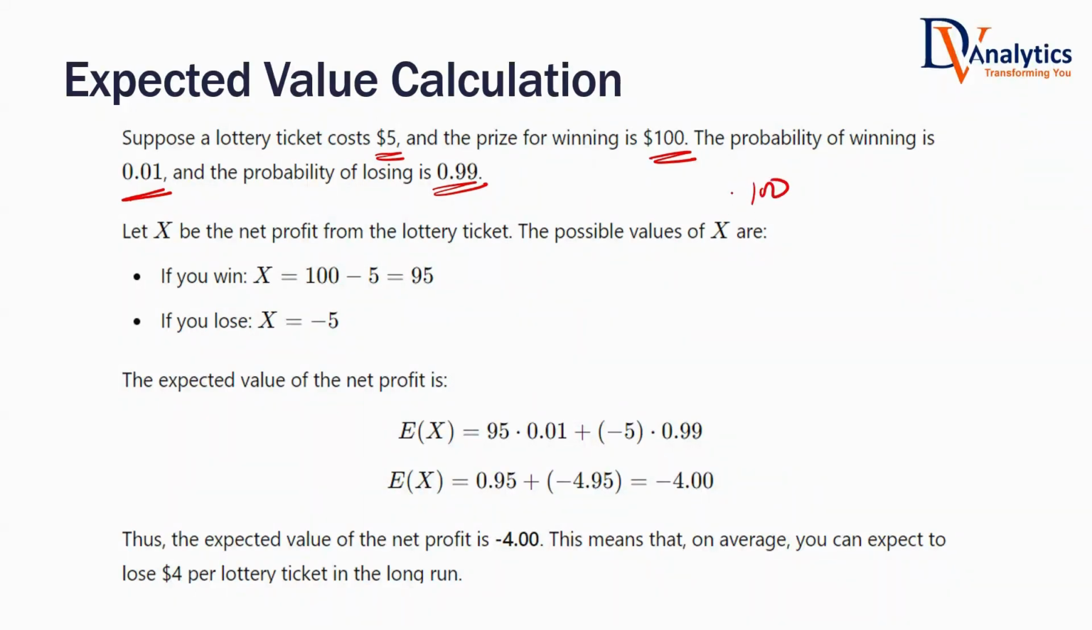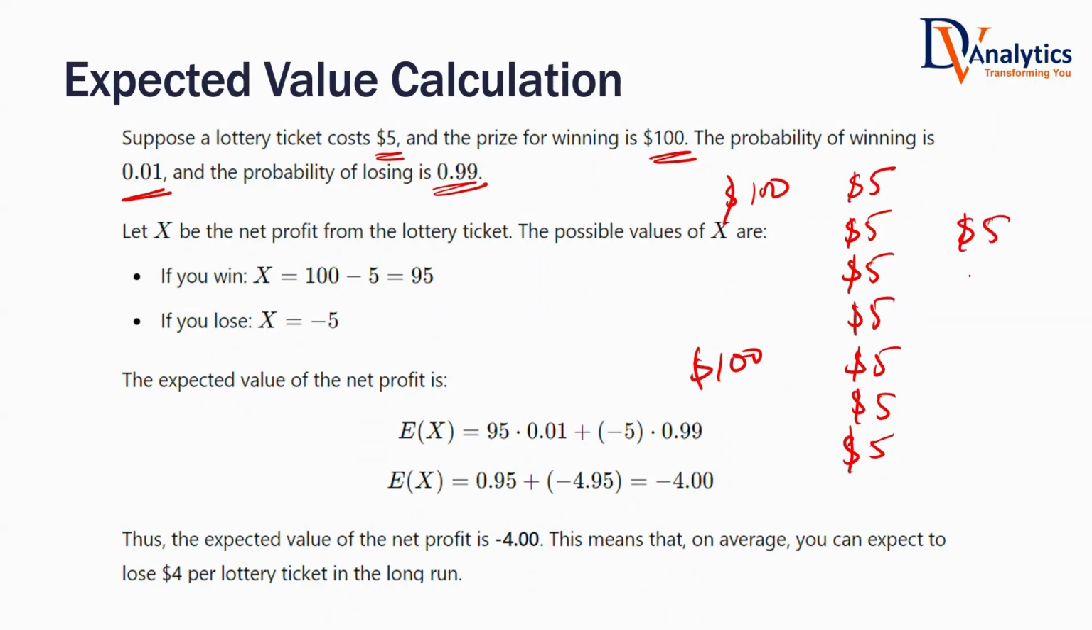Sometimes you may win that lottery ticket of $100. Sometimes you may lose that $5. Or most of the times you will keep on losing the $5. Once in 100 times, once in a while, you will hit that jackpot of $100. Again lose the $5, lose the $5. If you keep on doing it, let us suppose I have done that experiment 1,000 times, 2,000 times, 3,000 times. After doing all that, how much money will I have on average? So what is the expected average return that I will get?